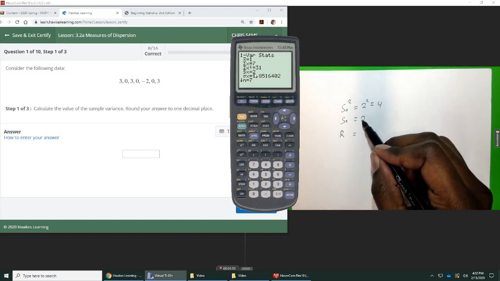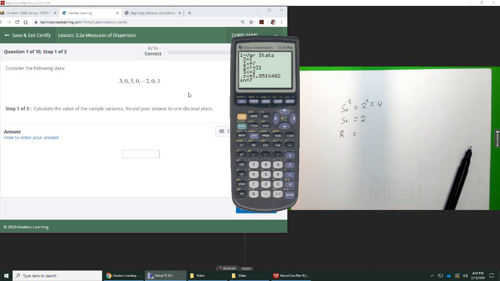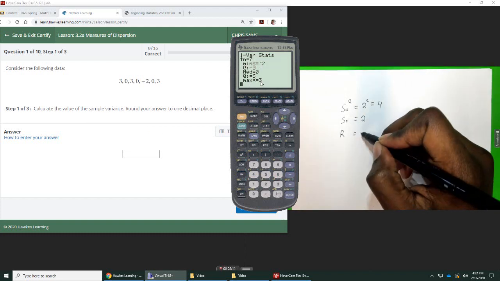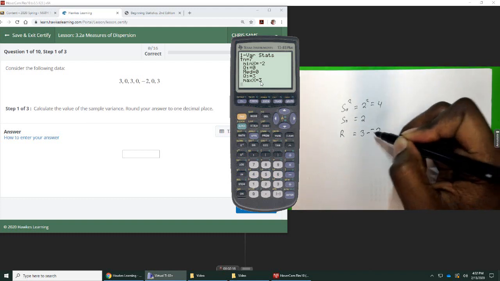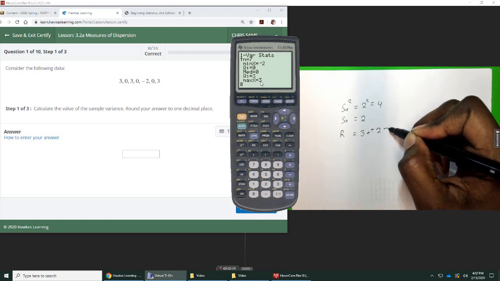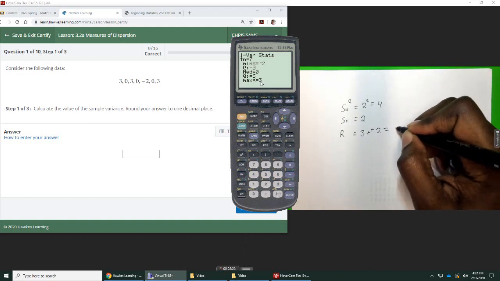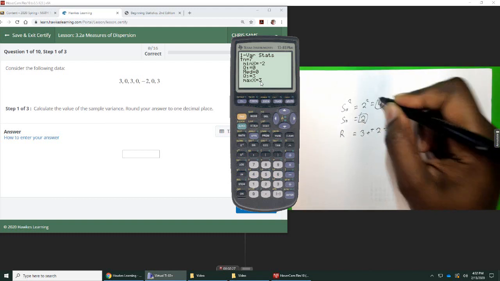So we have the sample standard deviation, we have the sample variance, and then we're also going to be asked the range. So if you arrow all the way down, it shows you the minimum and the maximum. All we need to do is write down the maximum, subtract the minimum, so minus a -2, which ends up being 3 plus 2. Negative and a negative become positive. And so we get 3 plus 2 is 5. Okay, so these are the values we are looking for.